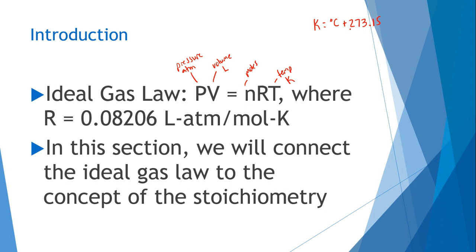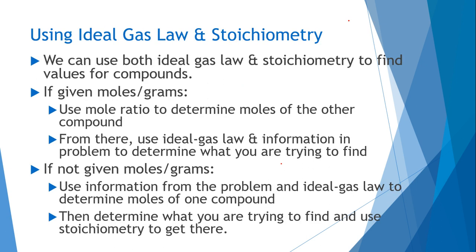As a reminder, in this section, we're going to connect this with stoichiometry. We can use both the ideal gas law and stoichiometry to find different values for compounds, such as grams, moles, liters, etc. However, what equation and mathematical process we use is going to depend on what is given to us in the problem. So there are two scenarios: we're given moles or grams in the problem, or we're not given moles or grams in the problem.